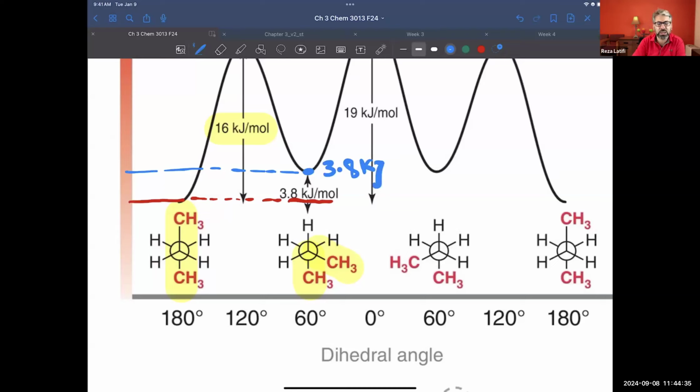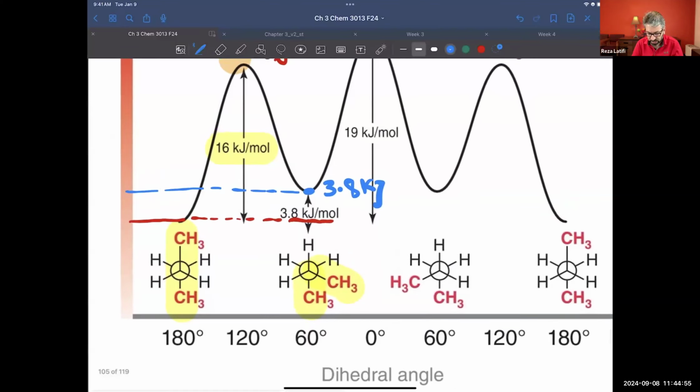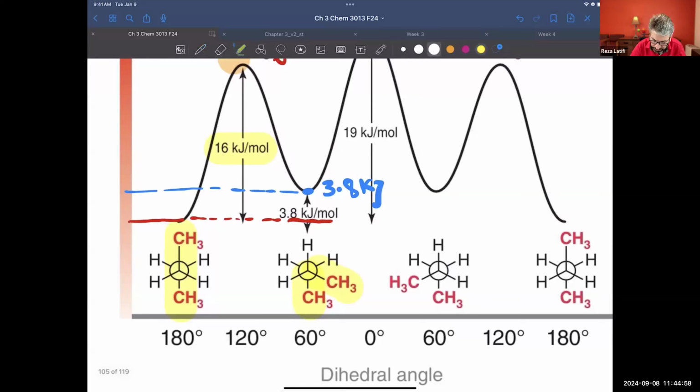Why? Because in any gauche position, yes, it's a staggered position, but you have two methyl groups that are 60 degrees from each other. They used to be 180, now 60 degrees. Because they are 60 degrees, they will be too close to each other. They will repel each other, and they will make the system unhappy. And that's the reason the energy went up, by 3.8 kilojoule. So the reason the new structure has 3.8 kilojoule higher energy than the starting point is the gauche condition.